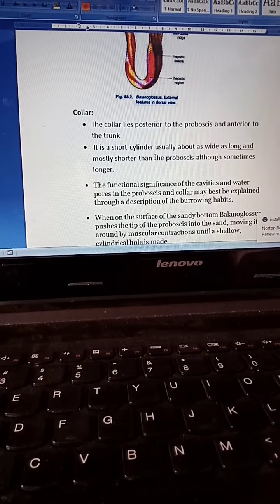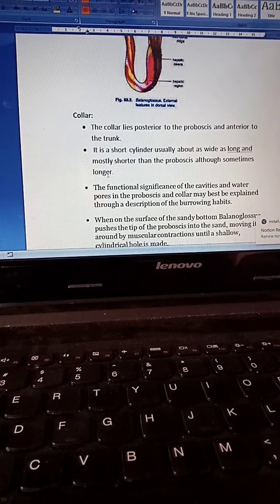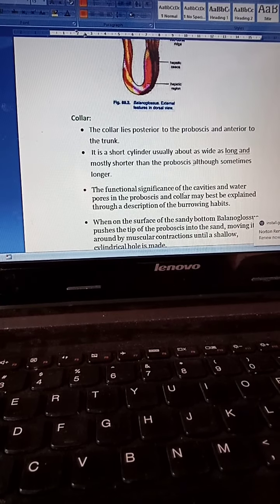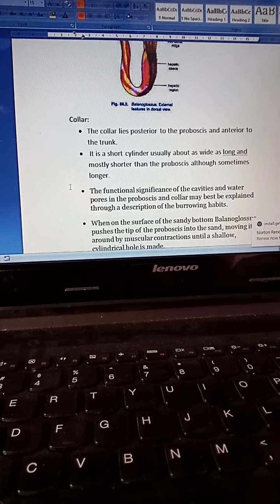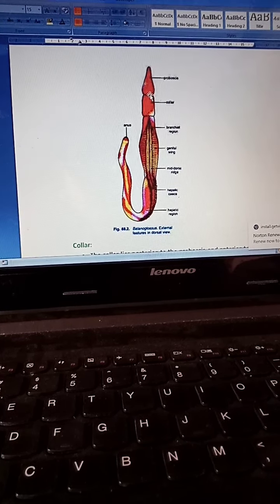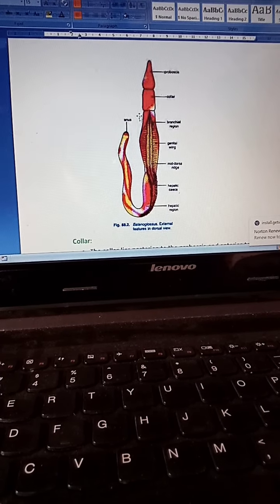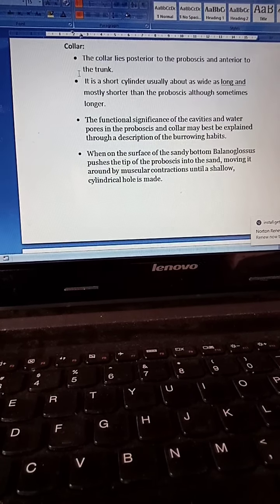It is a short cylinder, usually about as wide as long, and mostly shorter than the proboscis, although sometimes longer. This collar part will usually be smaller than the proboscis, but in some species it will be a little bigger.